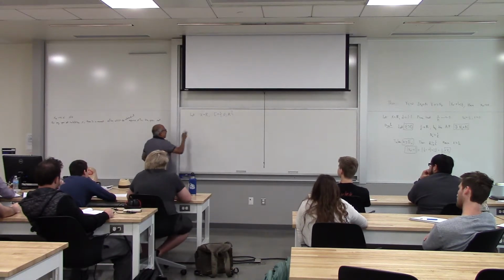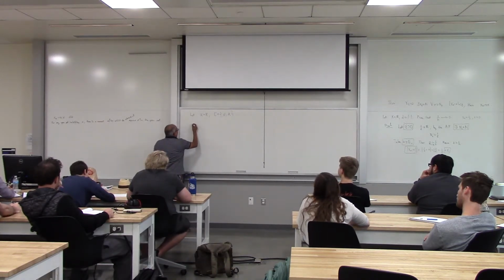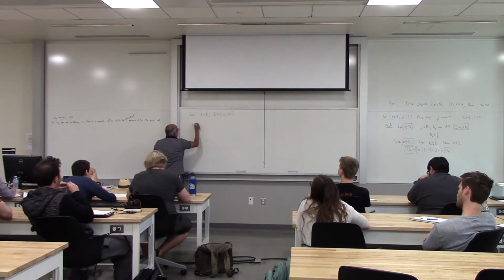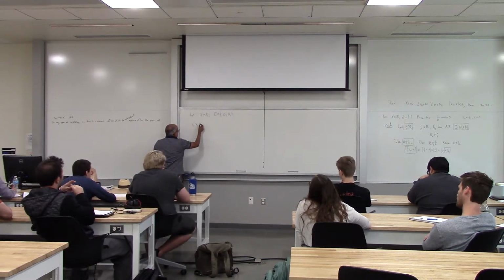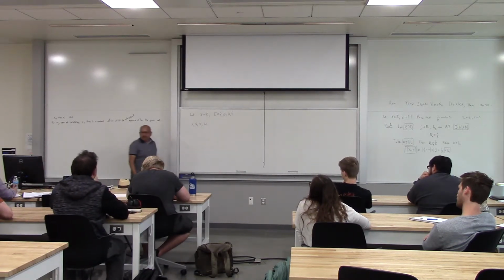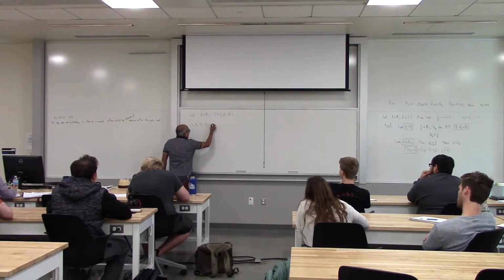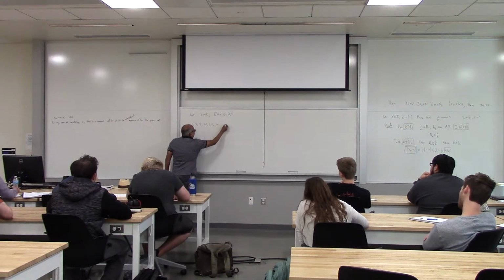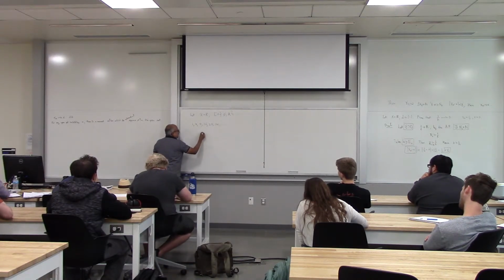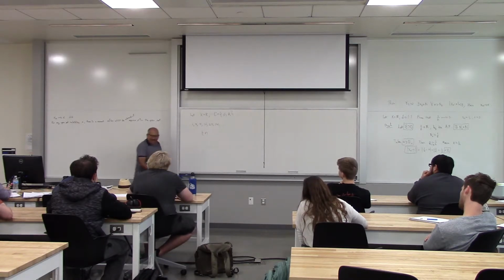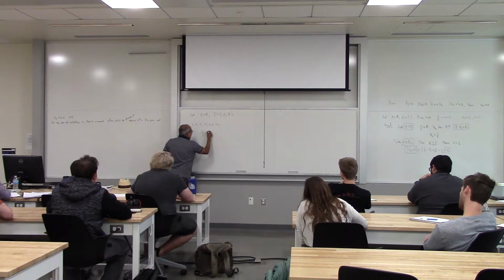Okay, here we go. Consider 1, 4, 9, 16. Do you recognize that sequence? Yes. What is it? What's the next one? 25, 36. So what's that sequence? It is n squared, right? n squared.